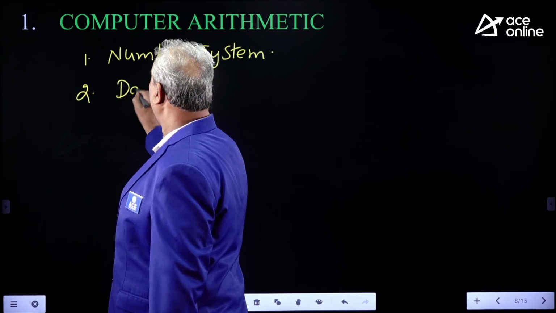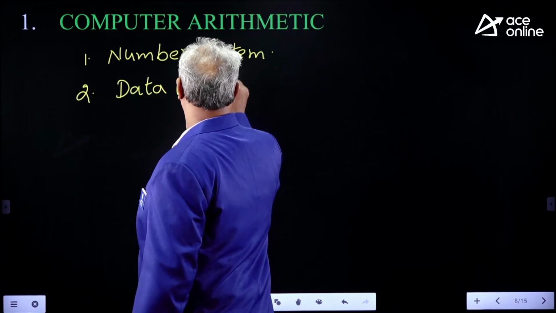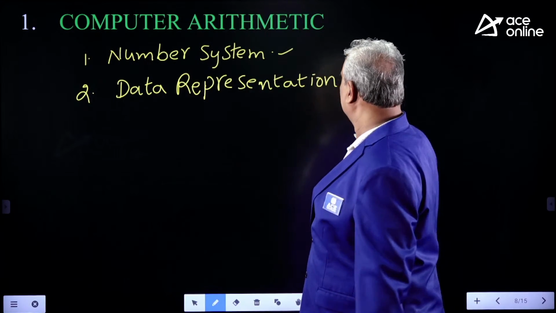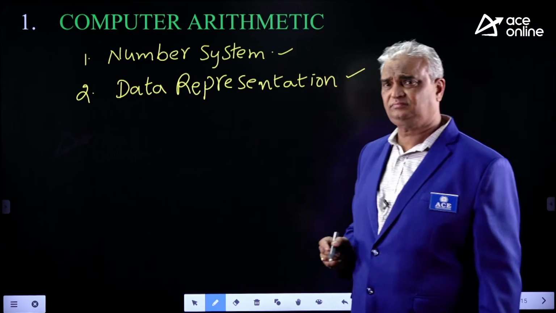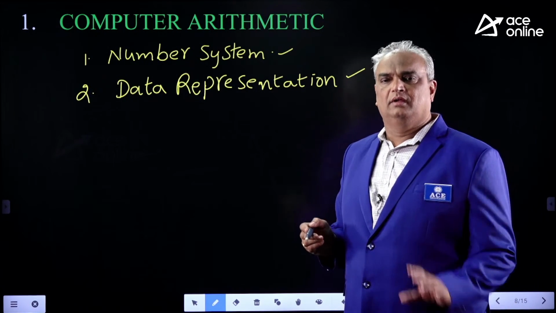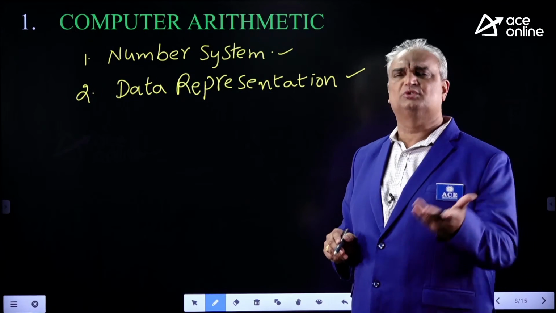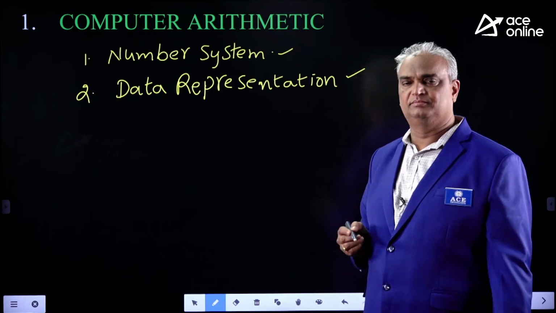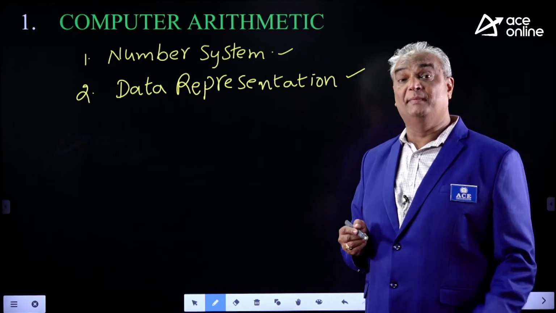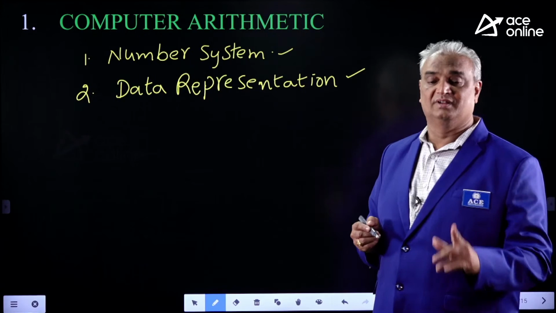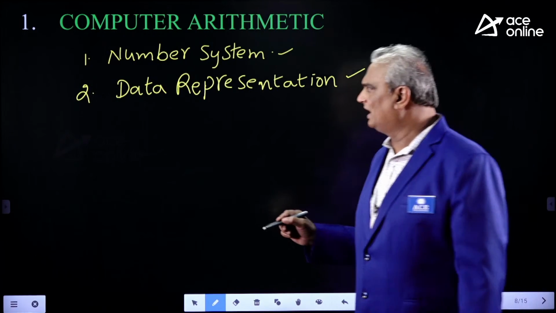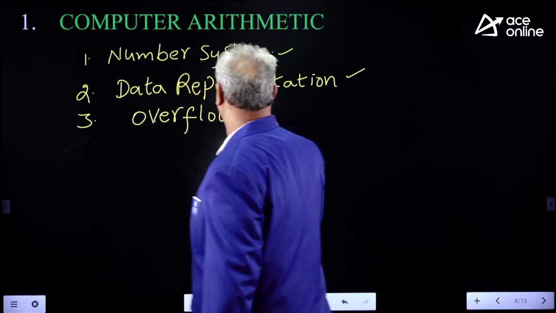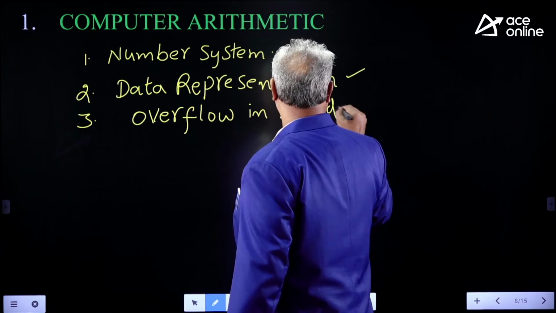Second one, data representation. After completion of this one, next, in this, what is signed data, what is unsigned data, how many representations are there for signed data? Those are signed magnitude representation, signed ones complement representation, signed twos complement representation, demerits in signed magnitude and signed ones complement notations, and merits of signed twos complement notation over signed magnitude and signed ones complement notations, all this. Along with this, what is overflow? Overflow in signed data.